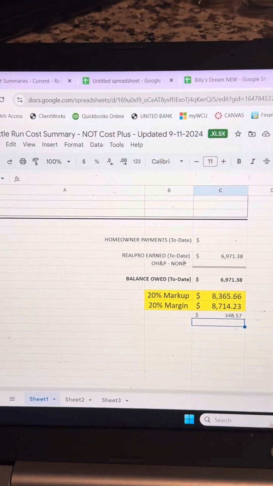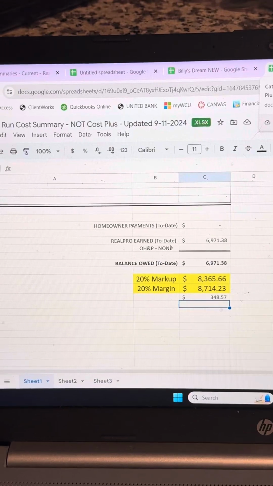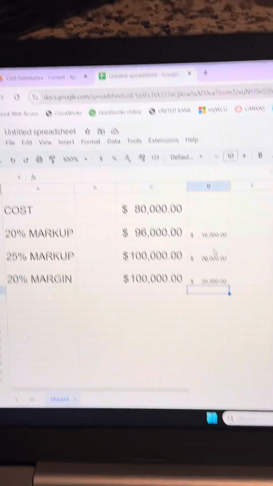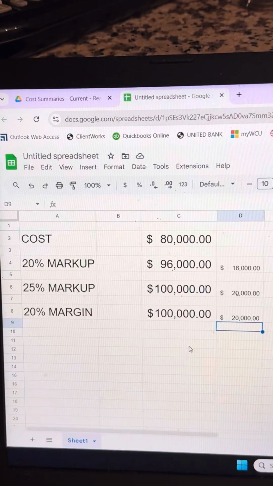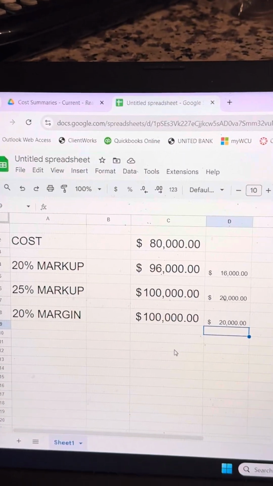But I will leave these Billy's Dream and these Cattle Run up the way they are, so that you can go in and toggle with it if you want. But here is that. This proves to you that if we call it a margin instead of a markup, we're going to be making more profit.